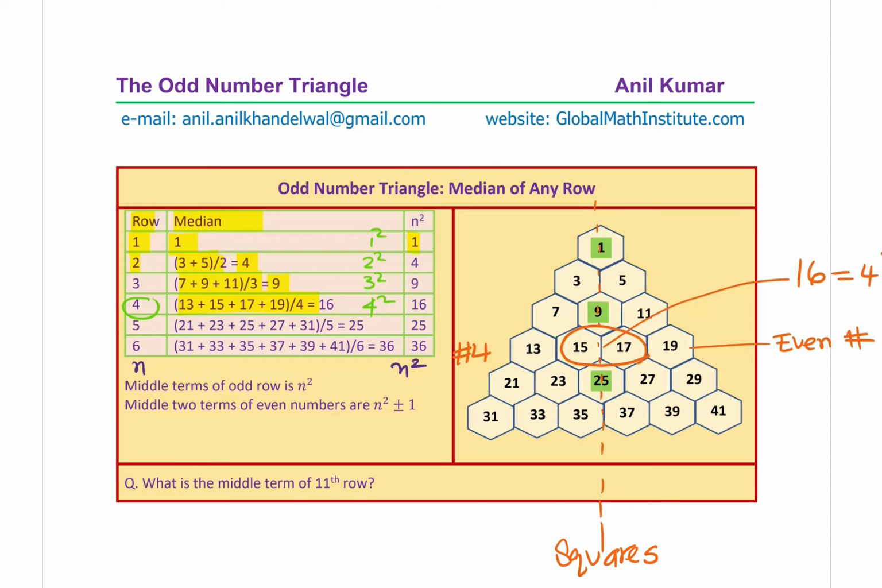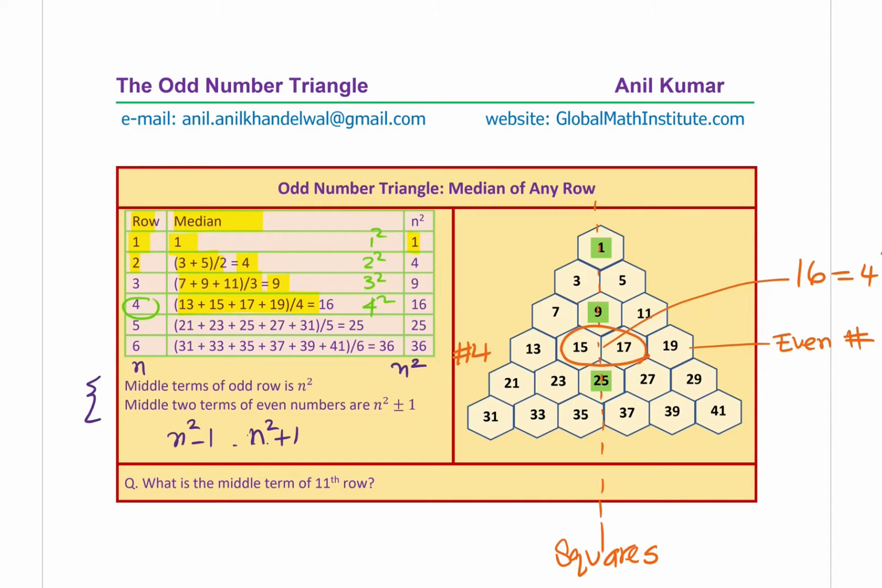Now that gives us more than one rule. One, if we have an odd-numbered row, then the middle value is a perfect square. But if it is an even-numbered row, then the center two values are a perfect square plus and minus something. So that gives us these two rules: the middle term of an odd-numbered row is n square, and the middle two terms of an even-numbered row are n square minus 1 followed by n square plus 1.